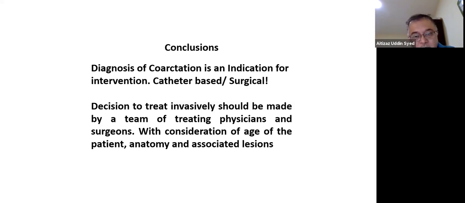without surgical intervention. The ones who are bigger children and adults, then it has to be a team decision depending on what is available to that area or center at that time, with consideration of the age and patient's anatomy and associated lesion. If he's going for some other surgery, some other intracardiac lesion, then coaptation can be repaired at the same time.